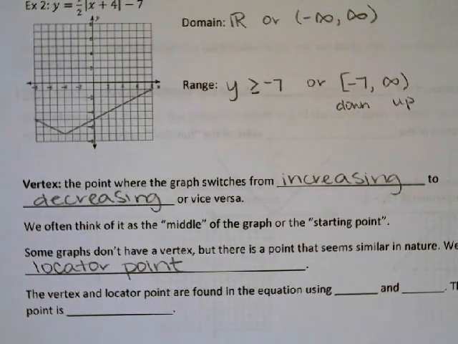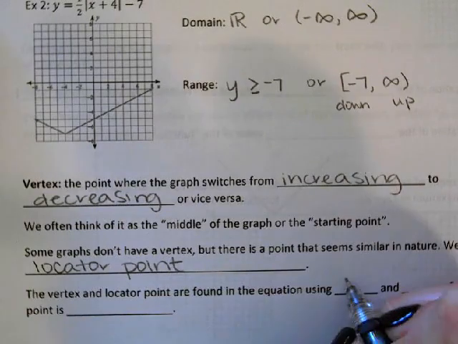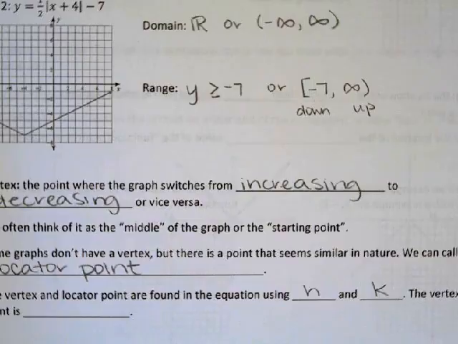Technically it doesn't have a vertex because a vertex has to be where it switches from increasing to decreasing, and a cube root graph would only be increasing, or it would only be decreasing. So the definition doesn't fit what a vertex is, but it does have a middle. It has that middle point that we typically find, and so in that case I just call it the locator point. It's that special point that we look for. The vertex and the locator point are found in the equation using h and k. And the vertex or locator point is written as the coordinates (h, k).